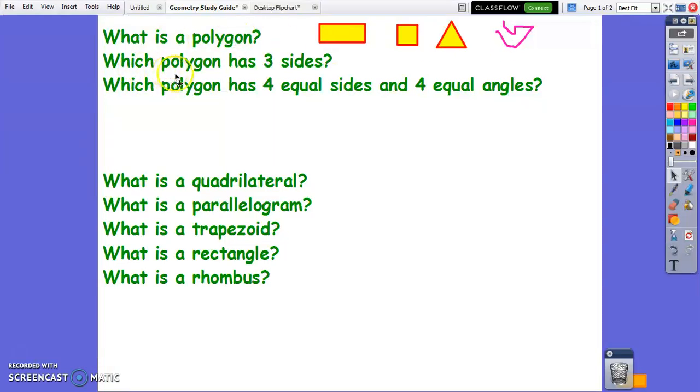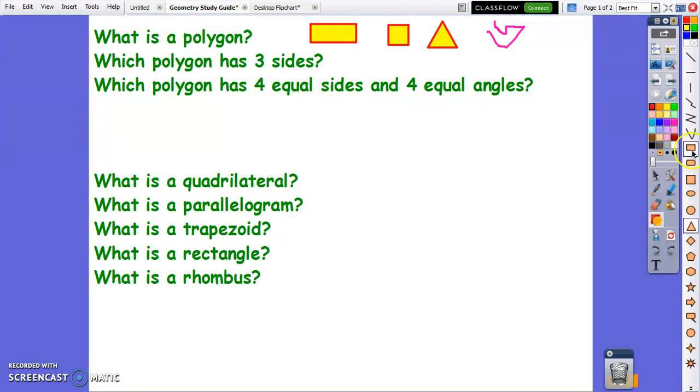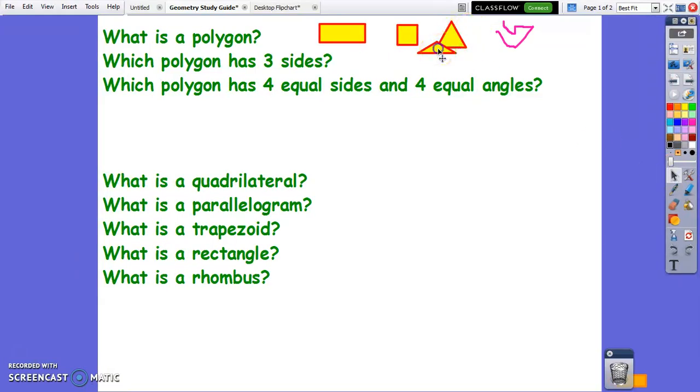Now we go down to which polygon has three sides. So looking at my shapes here or looking at my shape bar over here, we can see that three sides is a triangle. And we learned that tri means three, so that's why we know that a triangle is a three-sided polygon. So that's the answer to that.